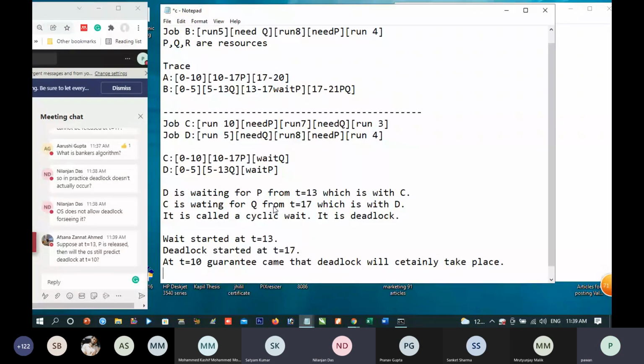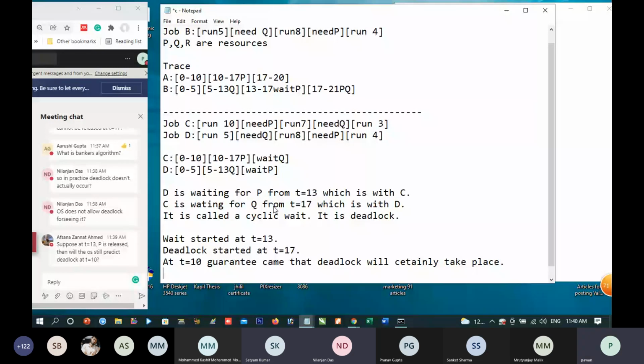Fully correct. So in that case, sir, at any situation, it will not allow the deadlock to actually happen because it foresees before that the deadlock can happen. Deadlock is happening at time t equal to 17. But you see, nothing can be done. If at t equal to 10 itself, the operating system will deny P to C to avoid deadlock. And the method to avoid deadlock and the method to prevent deadlock are different. Is it correct?